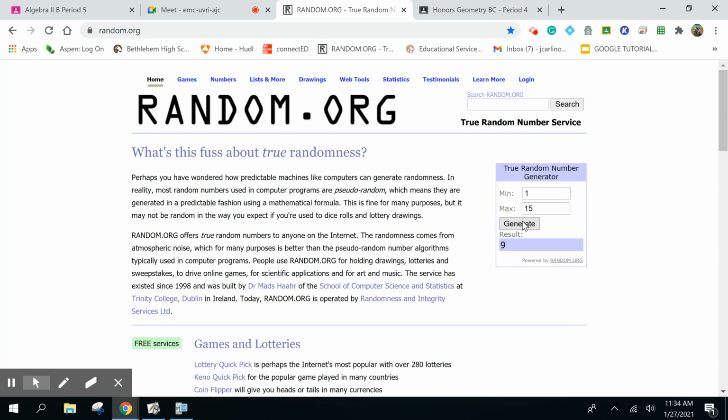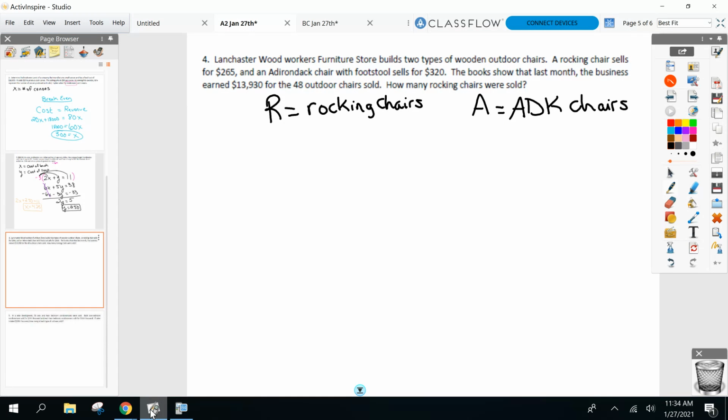All right, let's go, Hunter. Here we go, boss. Tell me something here, Hunter, about the cost of a rocking chair. The rocking chairs are $265. Okay, so everyone, I'm going to go at 265 times a rocking chair. Adirondacks, $320. And then again, Hunter, money stays with money. How much total did I get from all the chairs?